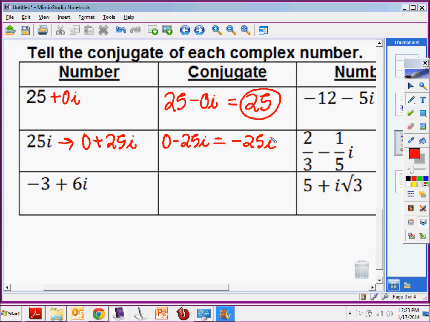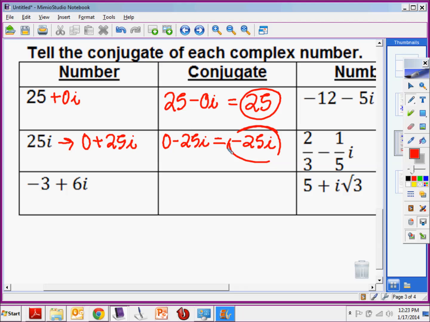All right, so Priscilla told me that this 25i should become 0 plus 25i. That's because 0 is my real part and 25i is my imaginary part, and its conjugate only affects the imaginary. So it goes from being plus 25i to being minus 25i, which is just simply saying negative 25i.